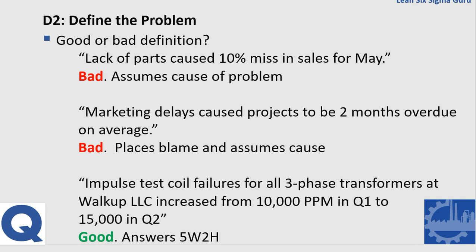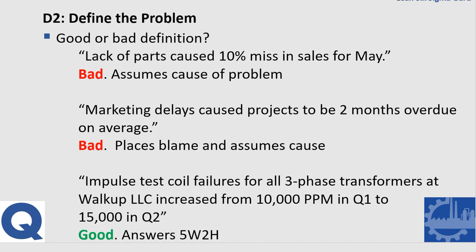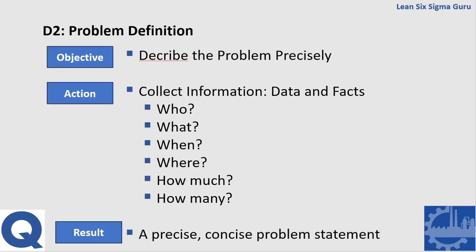Okay, so to recap, as we look at D2 with the problem definition, remember we're going to describe the problem in precise terms. We're going to take actions here to define the data and the facts to collect who, what, when, where, how many, and how much. And as the result, we're going to have a precise and concise problem statement.